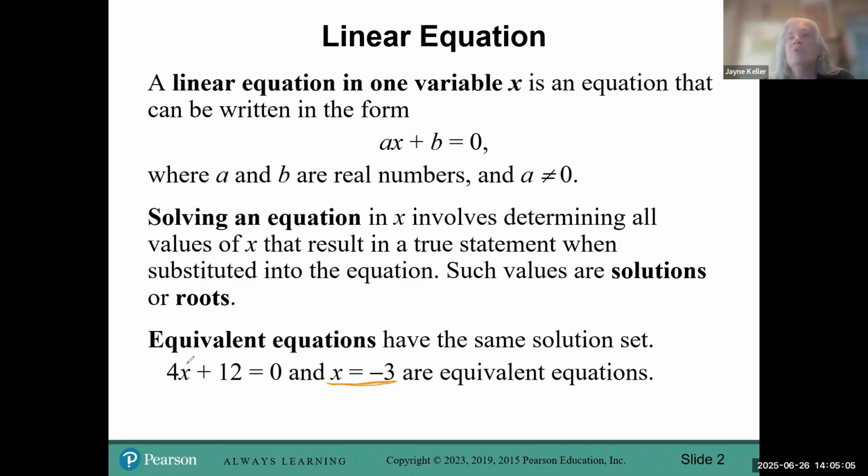So in this example, you can see that -3 is a solution to both of these equations, because in this one, if I replace x with -3, I get a true statement. 4 times -3, which is -12, plus 12 is 0. So this is true. And then if I replace this one with -3, I get -3 equals -3, also true. So these are equivalent equations because they have the same solution set.